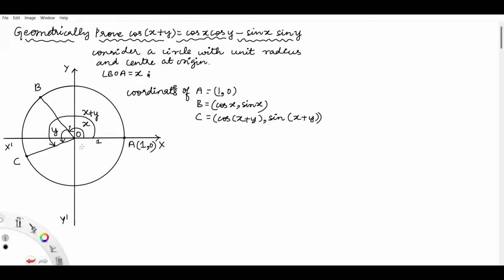Next, what I am going to do is take a point D here, and I am going to join it with O.